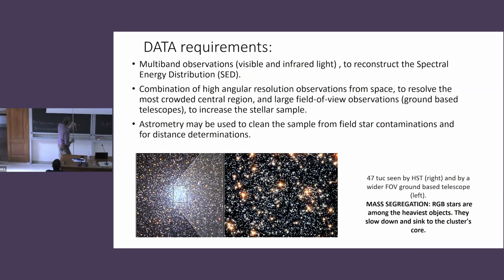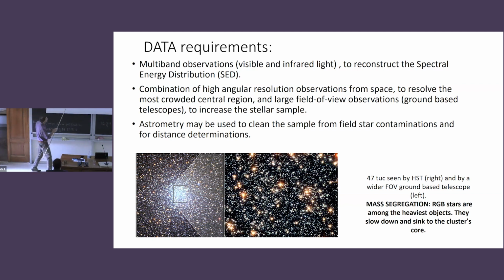And then we need astrometry. Essentially, it is a measurement of the proper motions of the stars. This is important because there are contaminations from field stars that have nothing to do with the cluster stars. And so we have to eliminate them, and we can do that by measuring the proper motions. Only stars that have a motion in common with the central mass of the cluster should be considered.